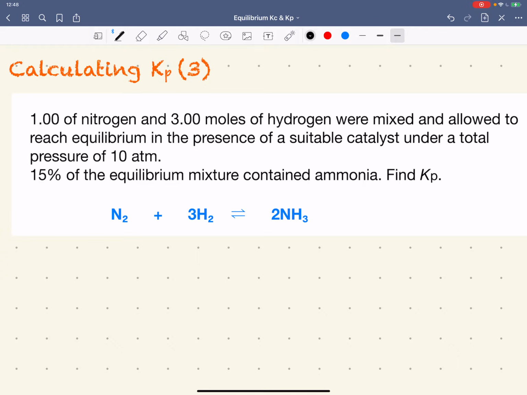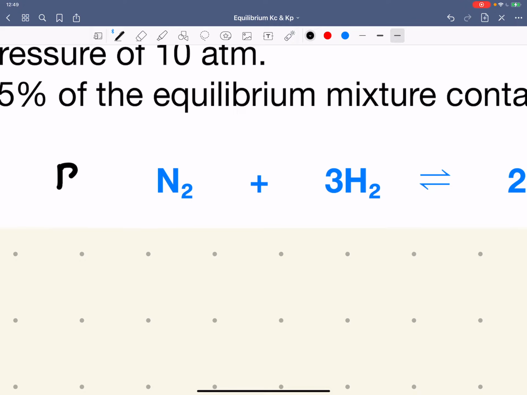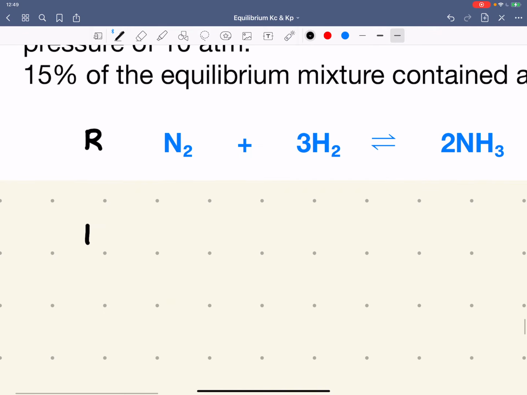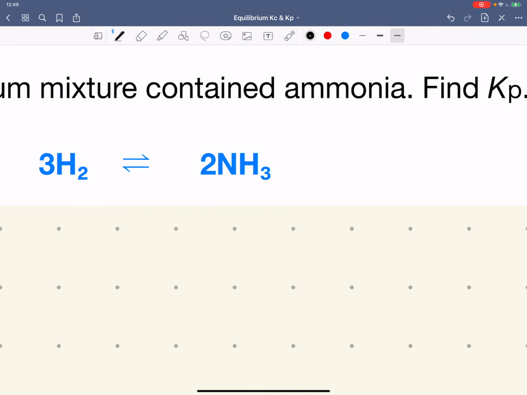Now there are numerous ways of going about doing this, but I'm going to show you the conventional method using RICE tables. I will show you at the end a bit of a shortcut method as well. So first thing I'm going to do is set up a RICE table. I'm also going to add another little column here which is going to say total moles.